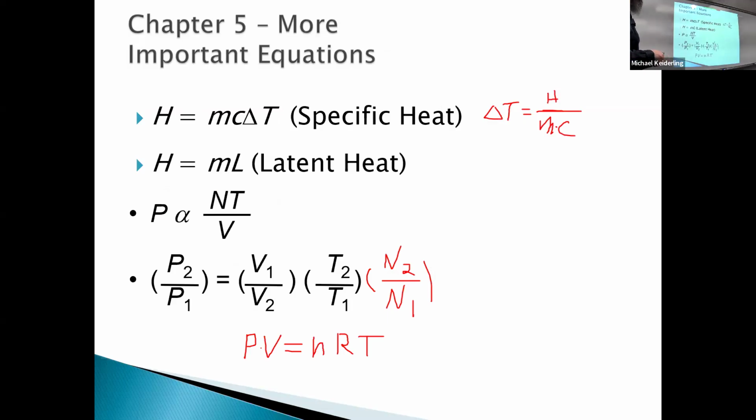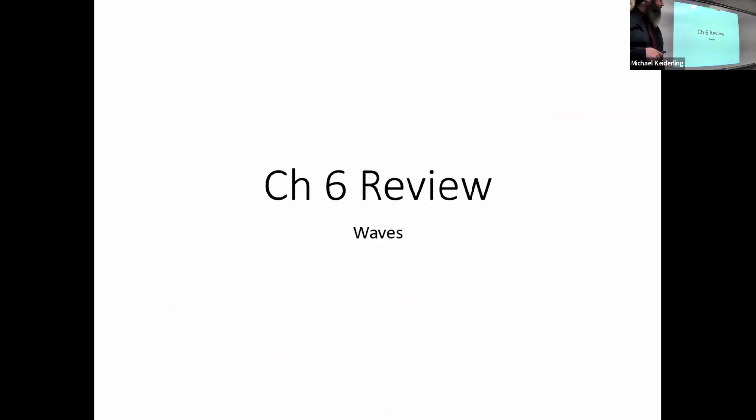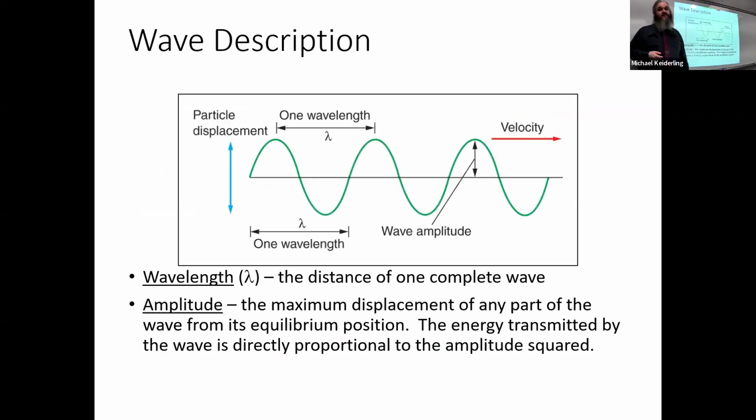And pressure is proportional to nT over V. So P2 over P1 equals V1 over V2 times T2 over T1 times n2 over n1, because PV equals nRT, where R is a constant. So that was chapter 5. Now on to chapter 6.